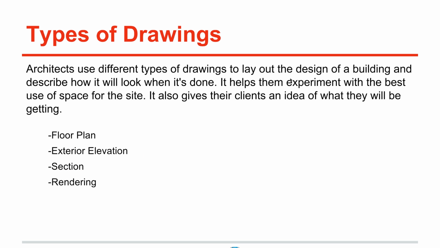Now, there are different types of drawings, almost like blueprints, if you will. Architects use different types of drawings to lay out the design of a building and decide how it looks when it's done. It helps them experiment with the best use of space for the site. It also gives their clients ideas of what they will be getting. The 4 types we're going to be looking at are floor plans, exterior elevation, section, and rendering. Okay?